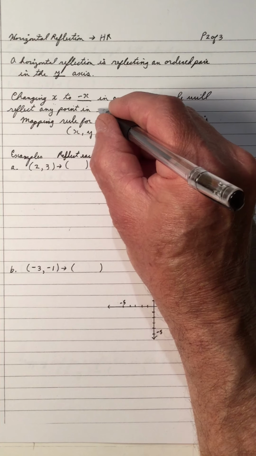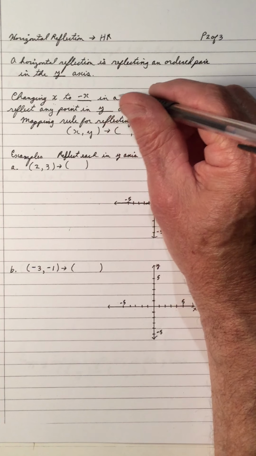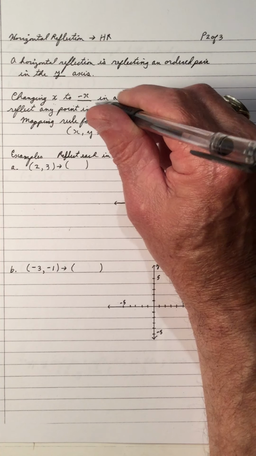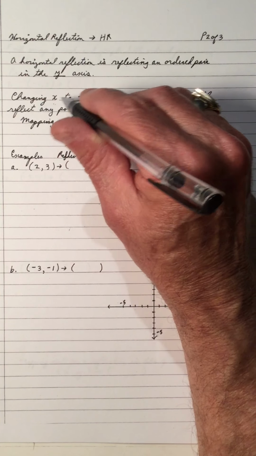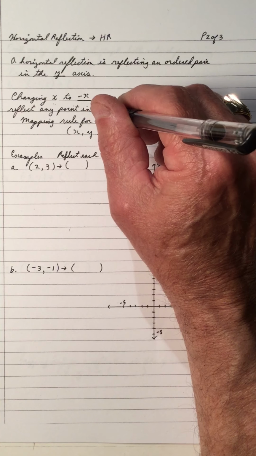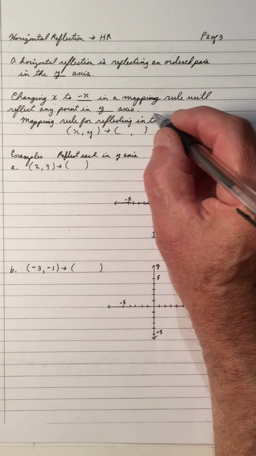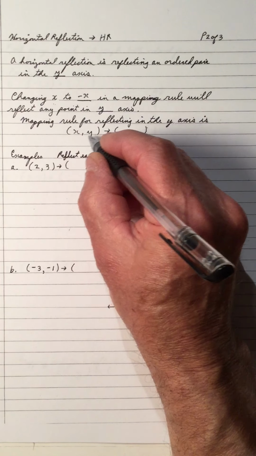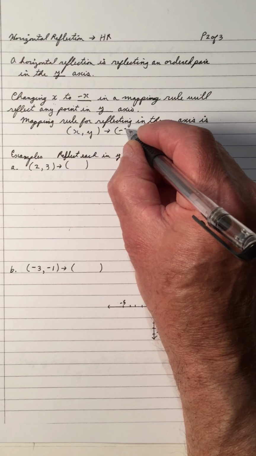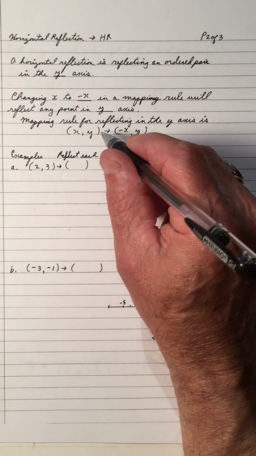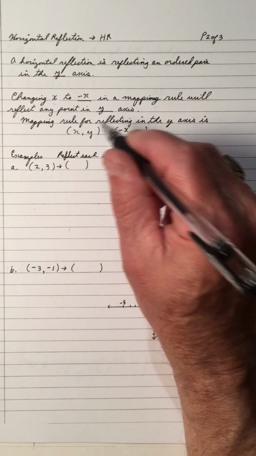Changing x to negative x reflects a point in the y-axis. Notice you're changing the opposite coordinates. So in the y-axis, you're changing the x to negative x. The mapping rule for reflecting in the y-axis is (x, y) maps to (negative x, y). So when you reflect in the y-axis, you're changing the x but not the y.